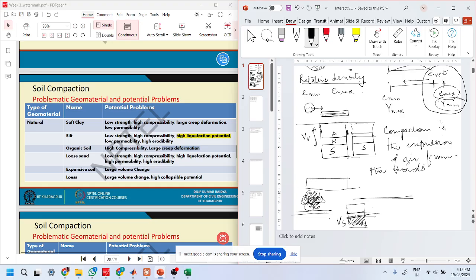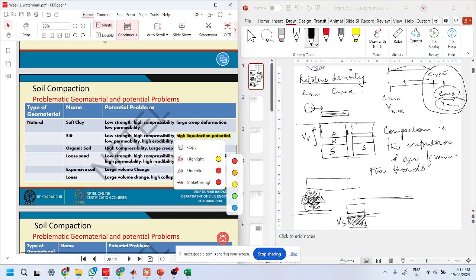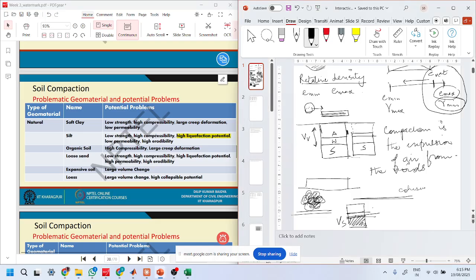Secondary consolidation is large because of the presence of the organics. Then sands, again, you have liquefaction potential and high permeability, high erodibility, and silts also have high erodibility. Erodibility is because you don't have any cohesion in sand particles.